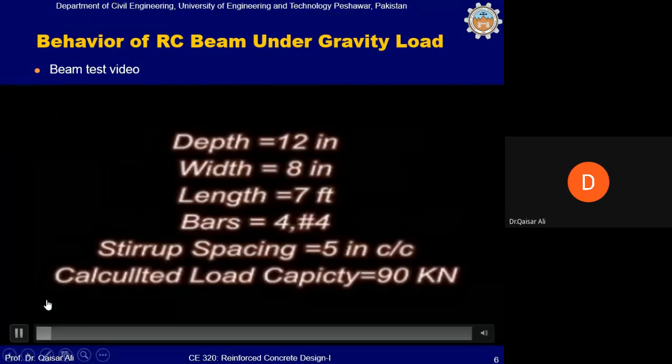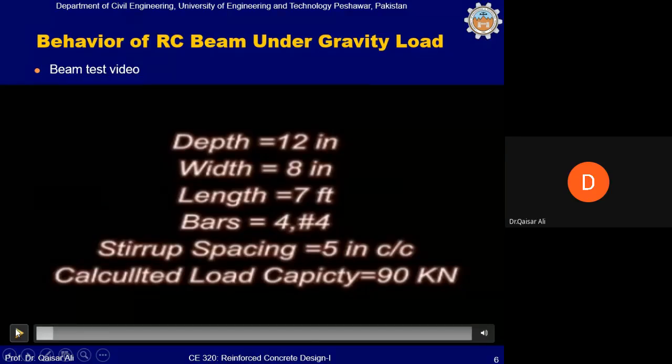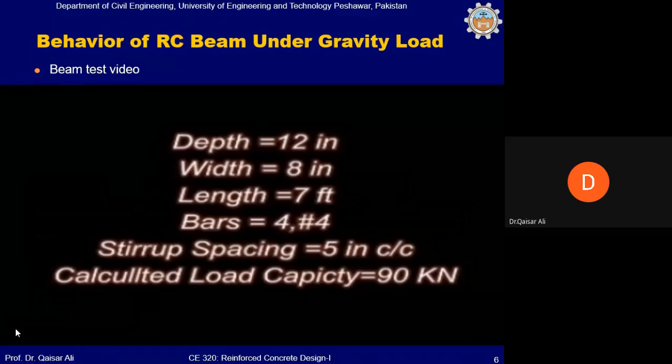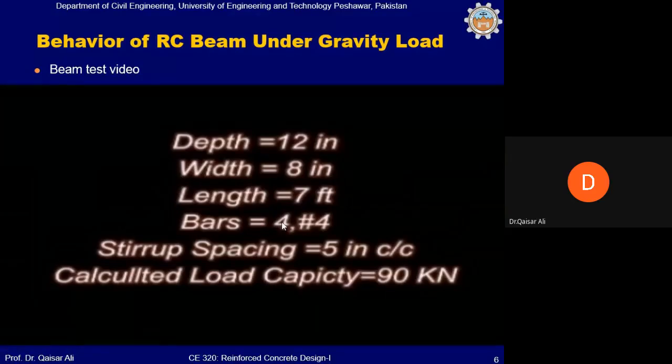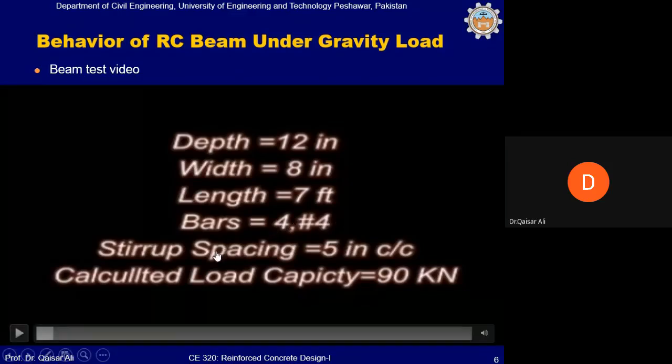This is basically the data of the beam. The beam is 12 inch deep and it is 8 inch wide. The width of the beam is 8 inch. The depth is 12 inch. The length of the beam is 7 feet. There are number four bars placed longitudinally on the bottom side of the beam, and the stirrup spacing is 5 inch center to center.